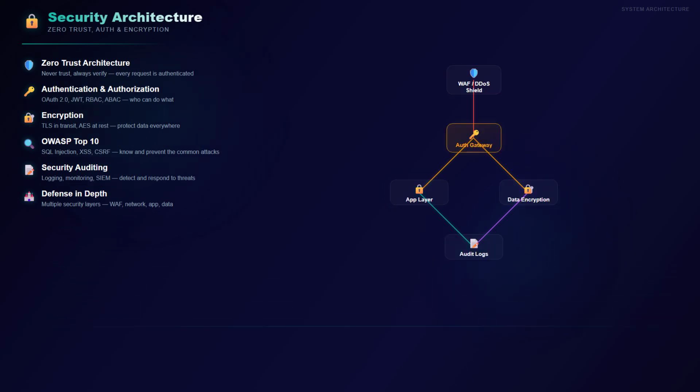Encryption protects data in two states. In transit, use TLS everywhere, even between internal services. At rest, encrypt your databases, file storage, and backups using AES 256.